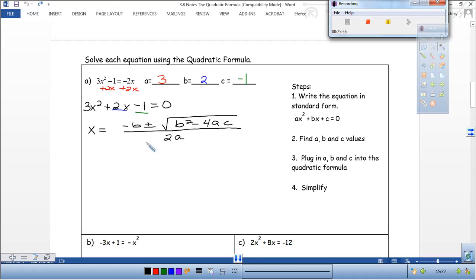Okay, so here is our wonderful quadratic formula. We're going to plug all these wonderful numbers right into it. And we're going to get x equals, okay, it's a -b, so when I plug in the 2, it becomes a -2. Then I have plus or minus.